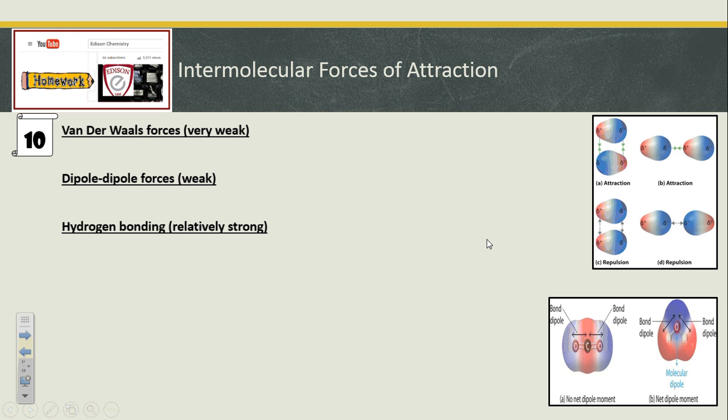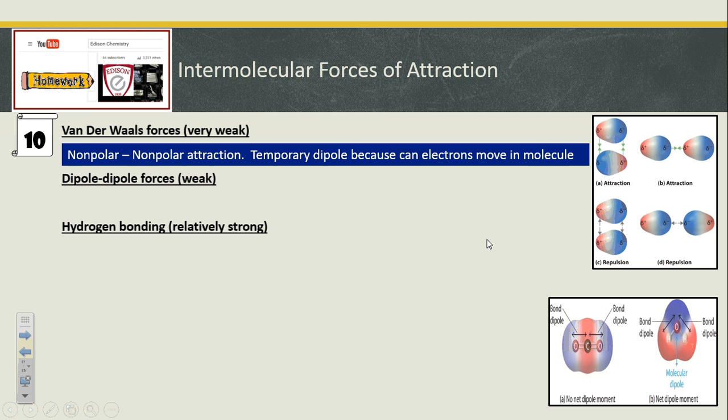Van der Waals forces are very, very weak. These are like nonpolar attractions, so like two hydrogen molecules. Every now and then they'll line up in a way where one end is attracted to another end, but it's for a trillionth of a billionth of a second, and it doesn't amount to much, which is why van der Waals forces are very, very weak.